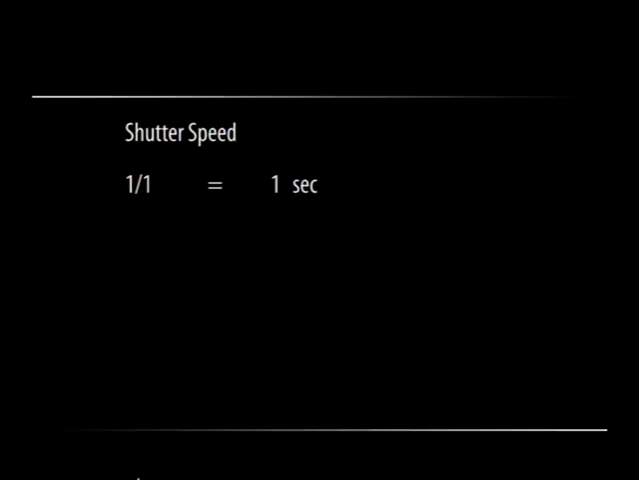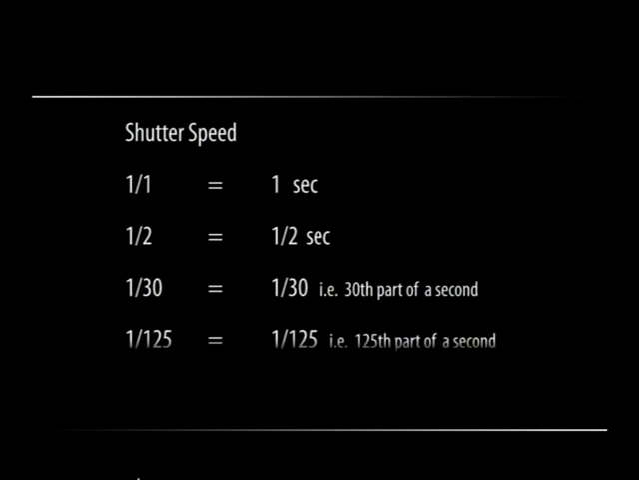For example, 1 by 1 is 1 second. 1 by 2 is equal to half a second. 1 by 30 is a 30th part of a second. 1 by 125 is a 125th part of a second. And at 1 by 1000, it is a 1000th part of a second. Because of this, we call the camera a precision equipment, because it can operate for a precisely exact duration, for example, as close as 1 by 1000 or 2000 part of a second.